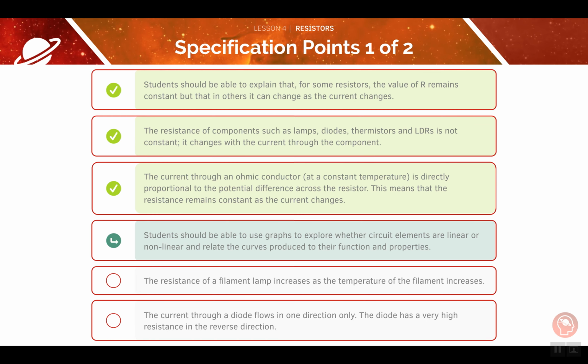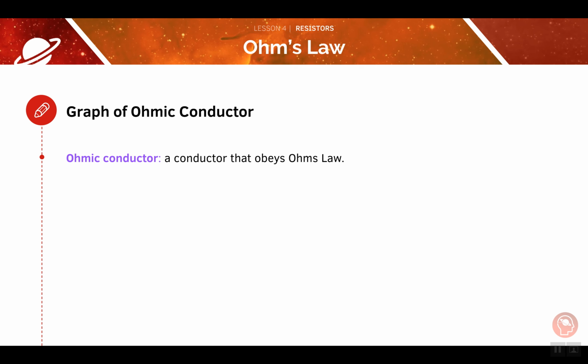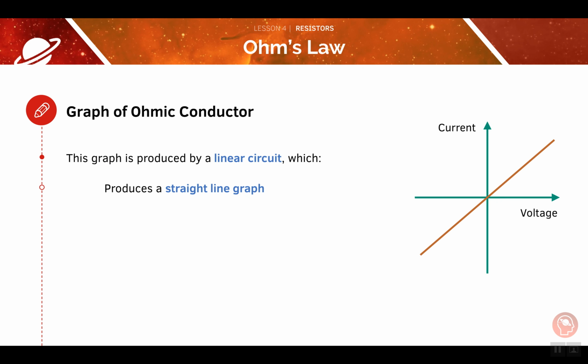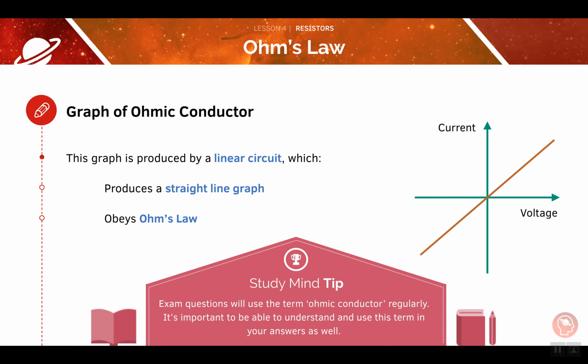Our fourth specification point is to look at graphs of circuit elements and their properties. An ohmic conductor is one that obeys Ohm's law. It is made by a linear circuit which makes a straight line graph. This will obey Ohm's law. This is a straight line graph through the origin. Therefore, the current is directly proportional to the voltage, assuming a constant temperature and resistance. Exam questions often use the term ohmic conductor. It's important you can understand and use this term in your answers well.